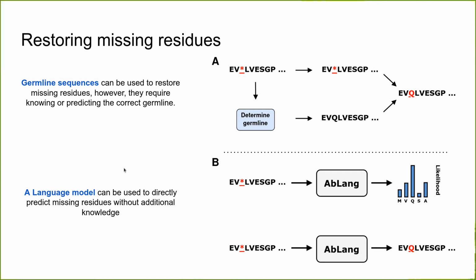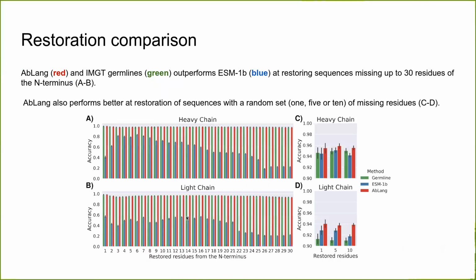An alternative would be to use a language model such as AbLang, where you basically throw in your sequence with your missing residue, and then you pick the likelihood for the amino acid at that position. You pick the amino acid with the highest likelihood at that position to fill in with. And this has turned out to work quite well, as you see here, where we compare AbLang with the germline method, as well as the current state-of-the-art general protein language model ESM-1b, at restoring missing residues.